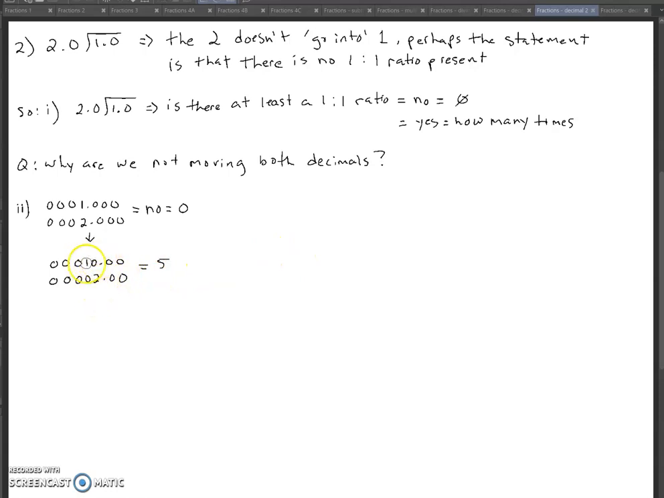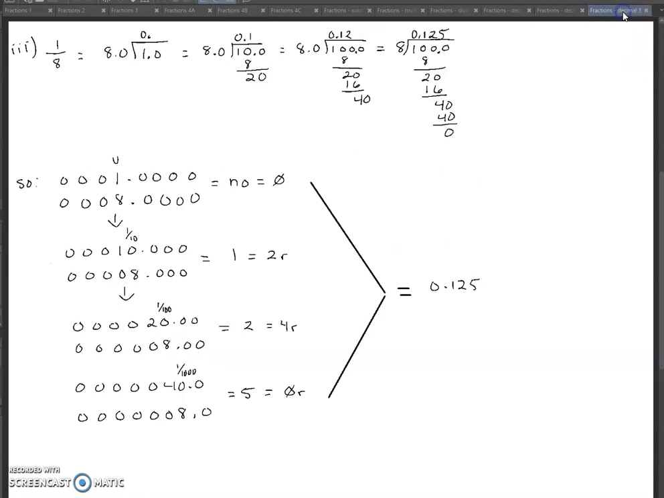And if we move the unit over as well, now we're going to move this place over with this decimal, and we have 5. Again, this is just a thought experiment.